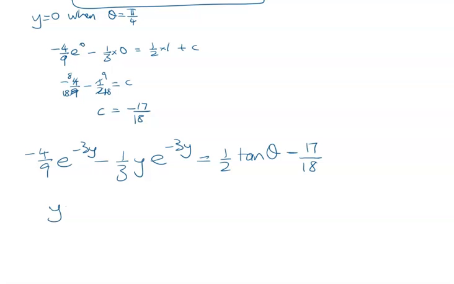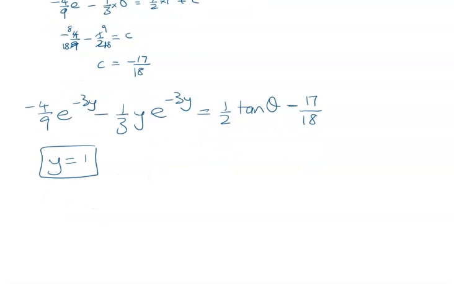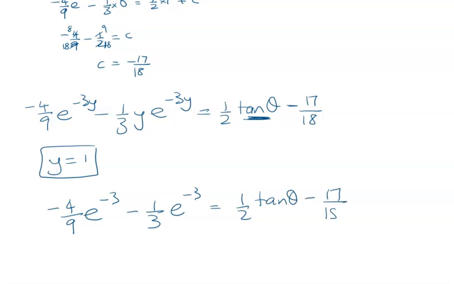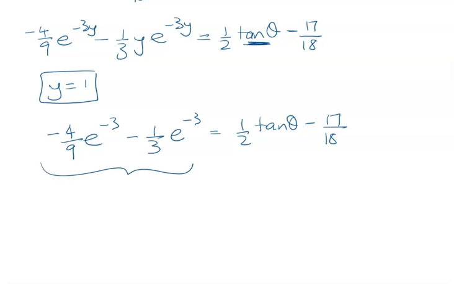Now we're going to substitute in y equals 1. So we don't need to rearrange with logs or anything like that. We're just going to sub, because our purpose is just to get an exact value of tan theta. So negative 4/9 e to the negative 3 minus 1/3 times 1 times e to the negative 3 is equal to 1/2 tan theta minus 17 over 18. Right, combining all of this gives me negative 4/9 minus 3/9 e to the negative 3 plus 17/18 is equal to 1/2 tan theta.